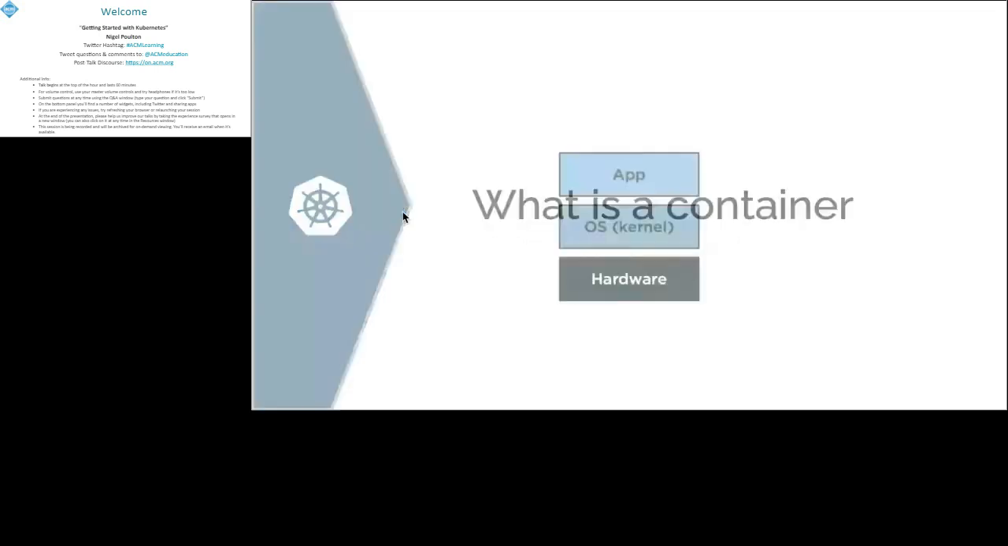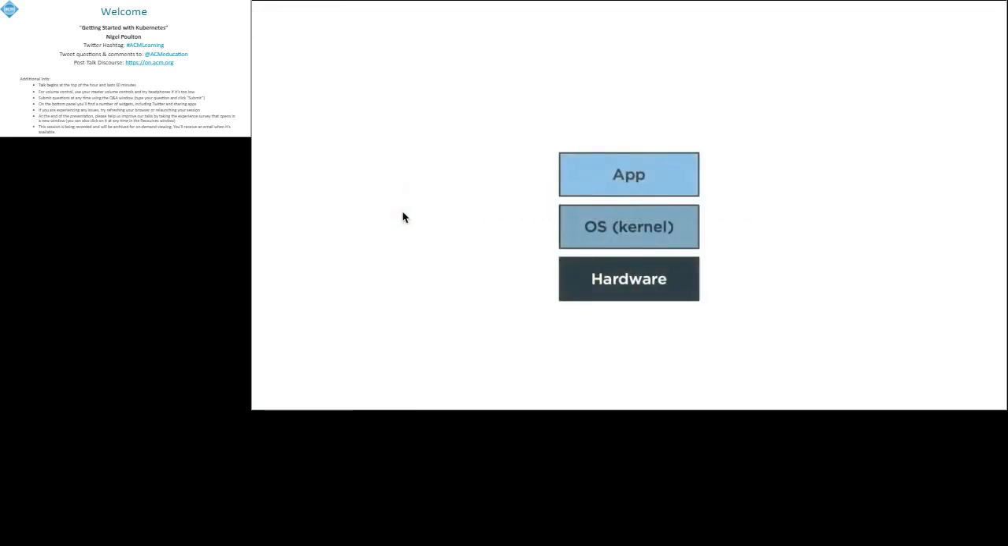So what is a container? Apologies if I'm looking down here, because this is where my screen with the slides is. We're looking at a pretty high-level stack: hardware, an operating system, and an application. Back in the day, we would buy a single physical server, install an operating system on it, Windows or Linux, and then install an application. So it was a one-to-one relationship, one application per physical server.